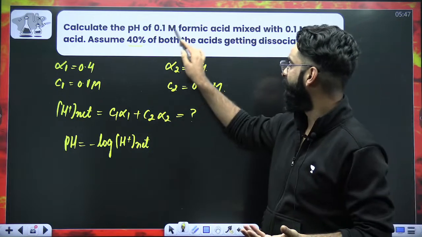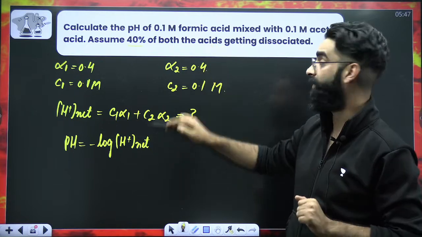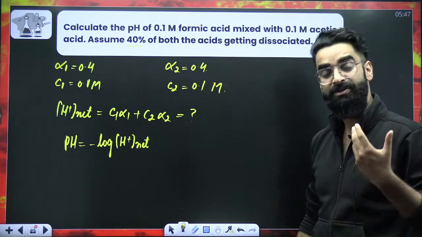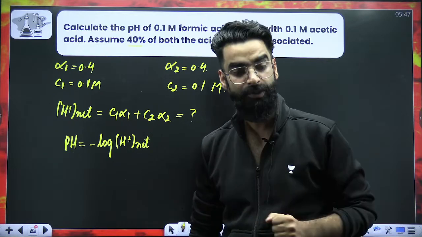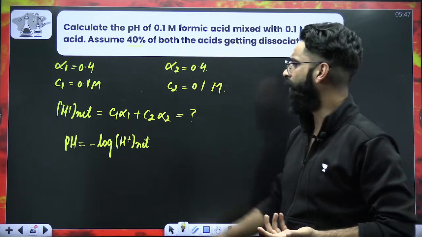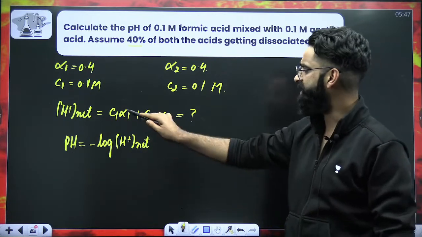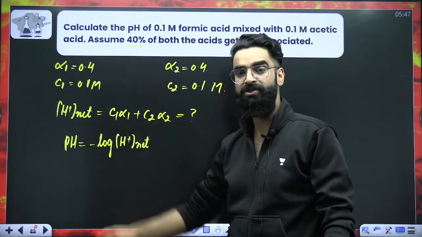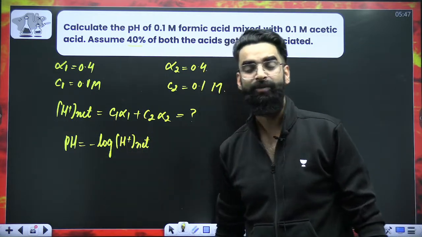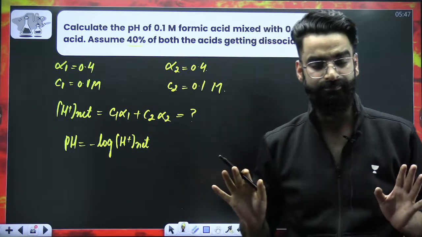So basically, this acid is giving the H positive ion concentration as C1 alpha 1. This particular acid is also giving the H positive ion concentration in the same container, and that will be C2 alpha 2. I would say the total H positive ion concentration is going to be C1 alpha 1 plus C2 alpha 2. Now C1, C2, alpha 1, alpha 2, it's given to us, right? You'll be getting the net H positive concentration, and eventually you'll be getting the resulting pH of the final solution. Is this clear?